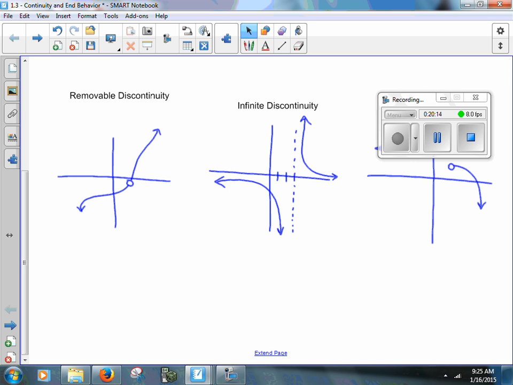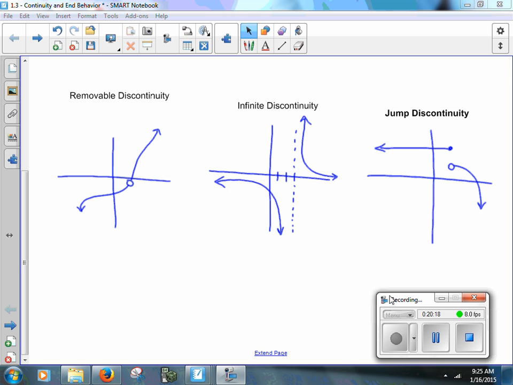Okay. Why would infinite discontinuity be the one in the middle? They never touch. It never touches what? The asymptote. What kind of asymptote? Vertical asymptote. And that function appears to be going into positive infinity and negative infinity, right? So infinite discontinuity, it's all right.